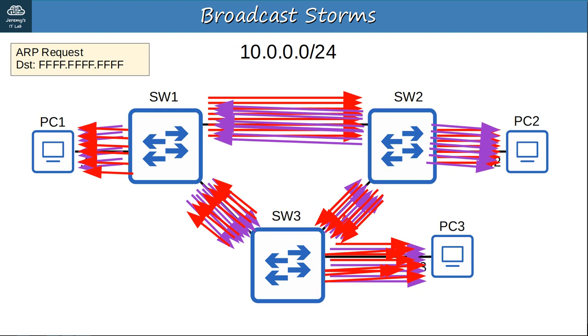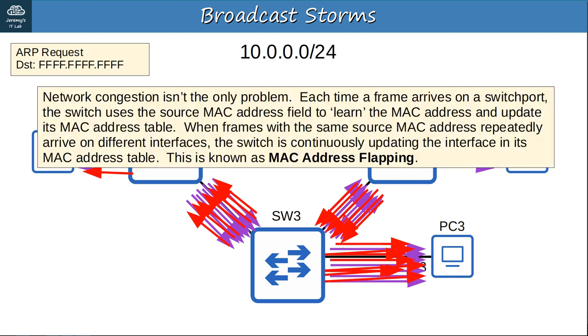However, network congestion isn't the only problem. Each time a frame arrives on a switch port, the switch uses the source MAC address field to learn the MAC address and update its MAC address table. When frames with the same source MAC address repeatedly arrive on different interfaces, the switch is continuously updating the interface in its MAC address table. This is known as MAC address flapping. So how can we design a network with redundant paths that doesn't result in layer 2 loops? Well, spanning tree protocol is one answer to this problem.